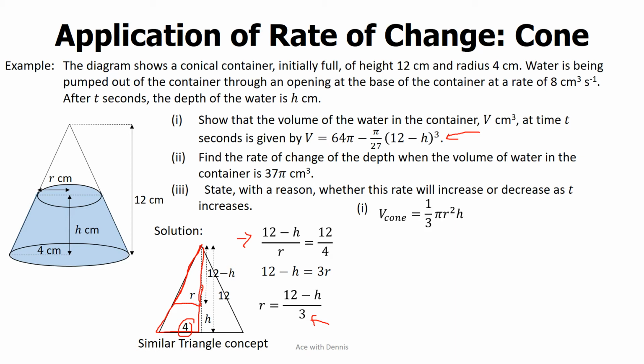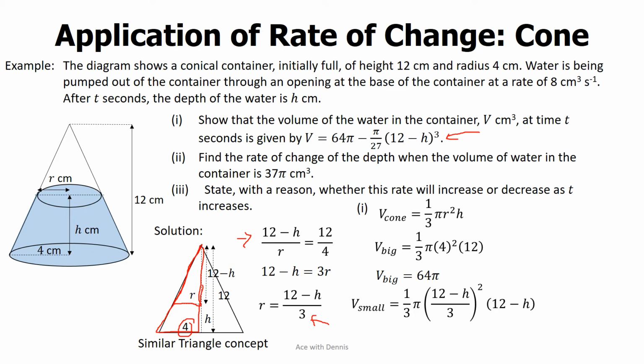Next we can now show the volume. First, the volume of the cone formula is 1 over 3 pi r squared h. So the volume of the big cone will be 1 over 3 pi, the radius is 4, so 4 squared, the height is 12, so times 12, and the volume of the big cone will be 64 pi.